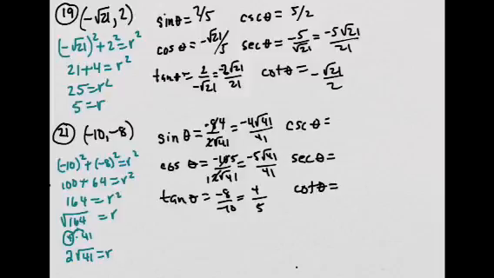Okay. Cosecant, I'm going to take the reciprocal of sine, so I'm going to take the reciprocal of this one that's already reduced. So that's negative square root of 41 over 4. Same thing with cosine, negative square root of 41 over 5, and then 5 over 4.